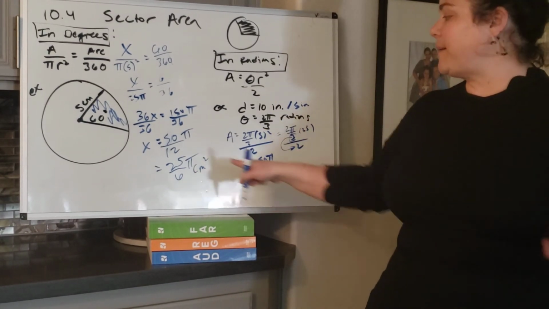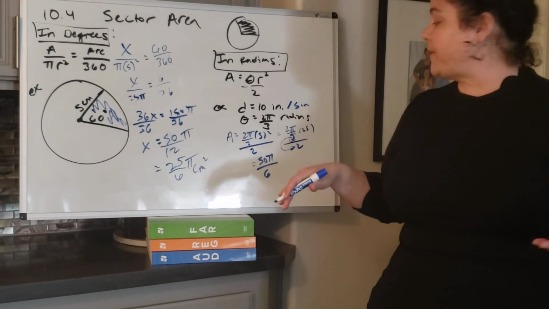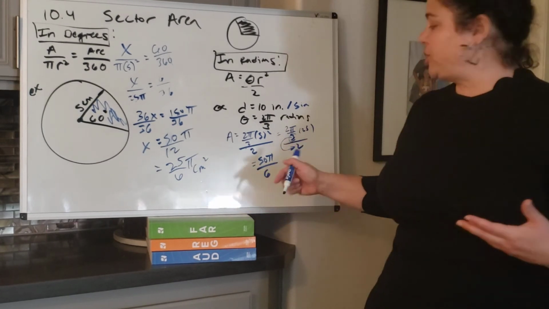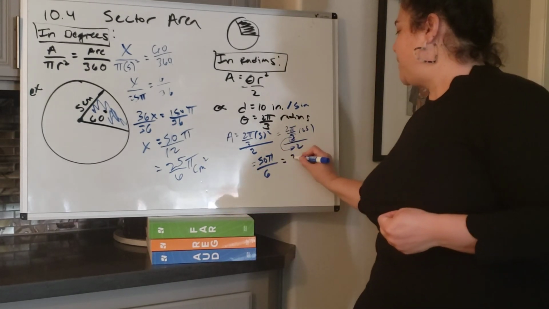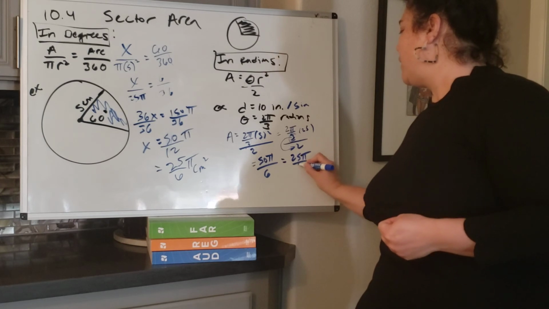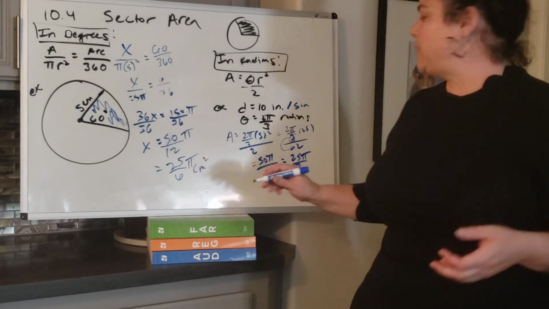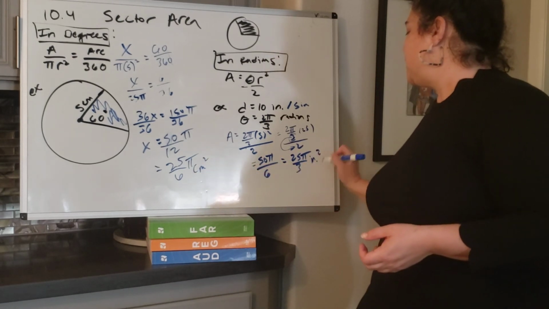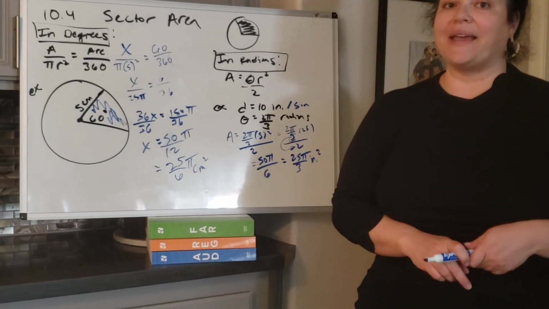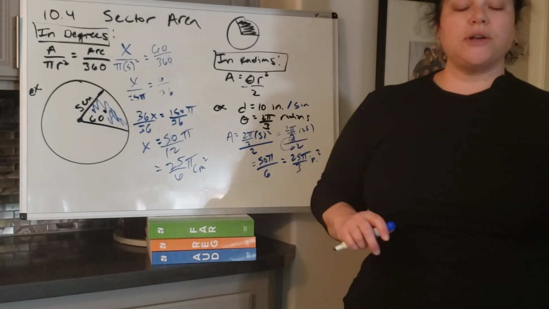And now I do the same thing that I did over here. I just reduce the fraction. 50 and 6, I can take a 2 out. And that's going to give me 25 pi over 3. This was in inches. So again, I want to keep those units, and that would be inches squared. And that's it. Okay? These are the elements that I really need you guys to work on.